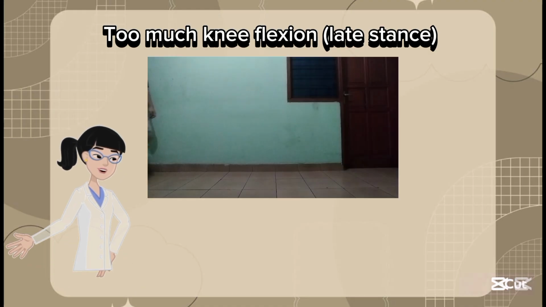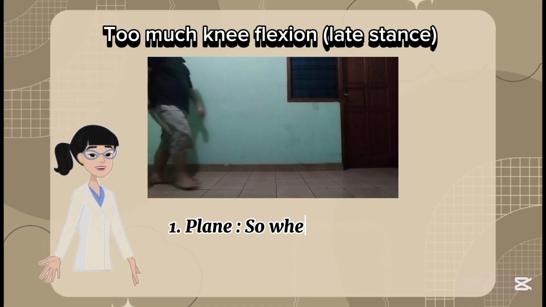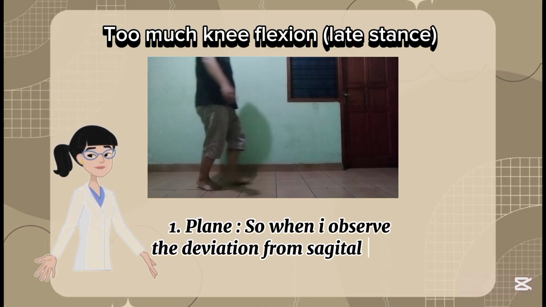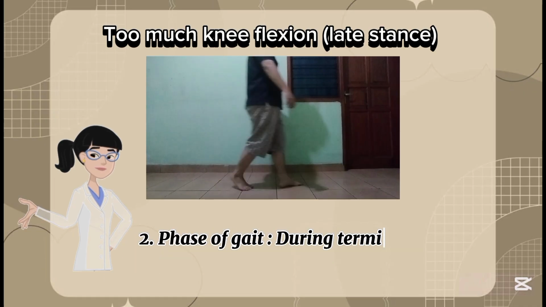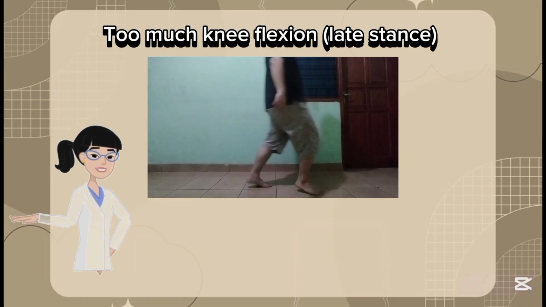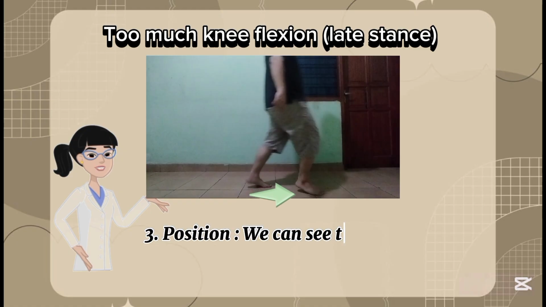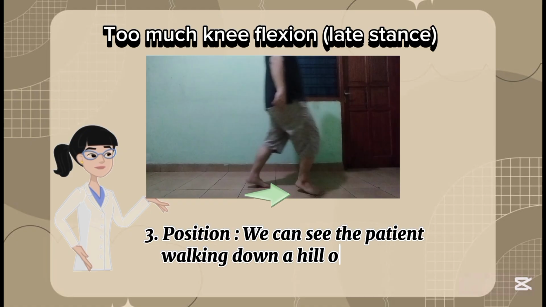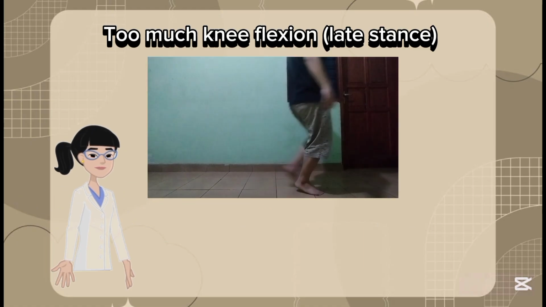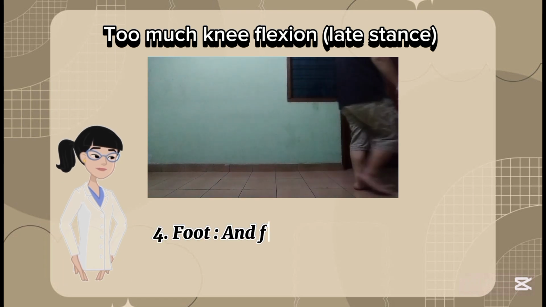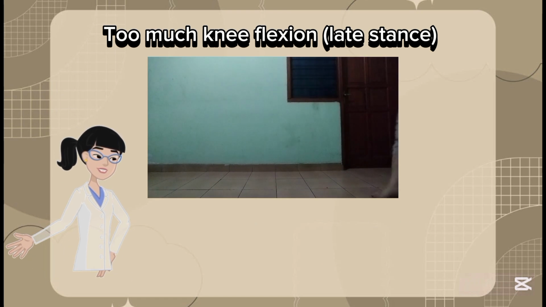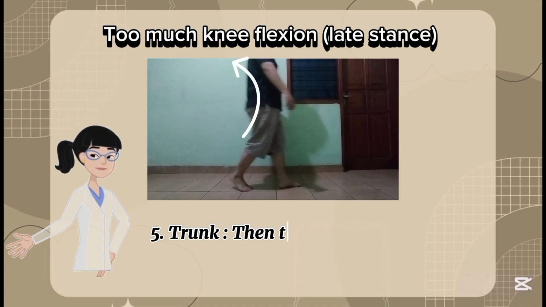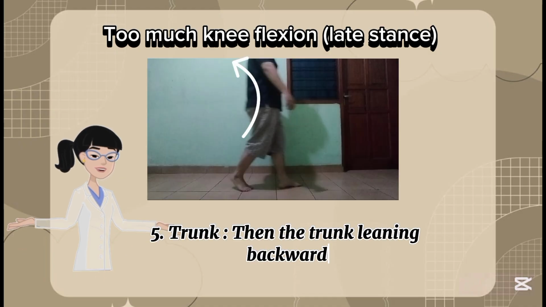Based on the video, the first is plane. So when I observe the deviation, it is from the sagittal plane. The second, phase of gait: during terminal stance. Third, position. We can see the patient walking down on the heel of the foot. Fourth, foot, and the foot is set too much dorsiflexion. And the fifth, trunk, the trunk is leaning backward.